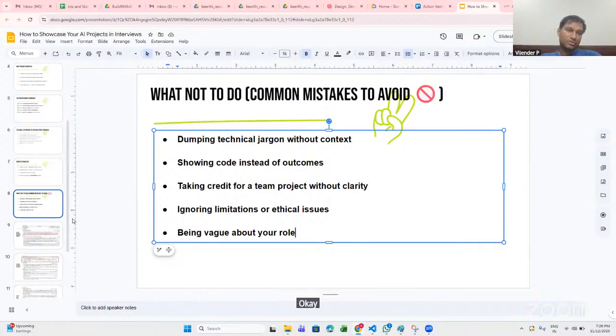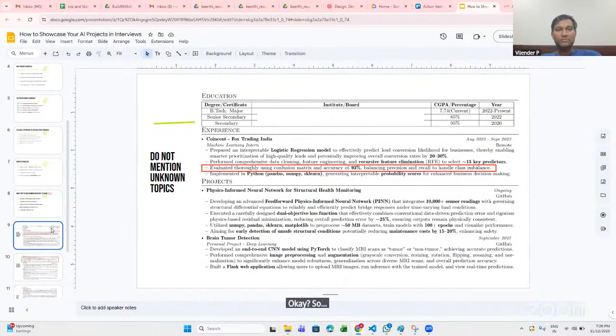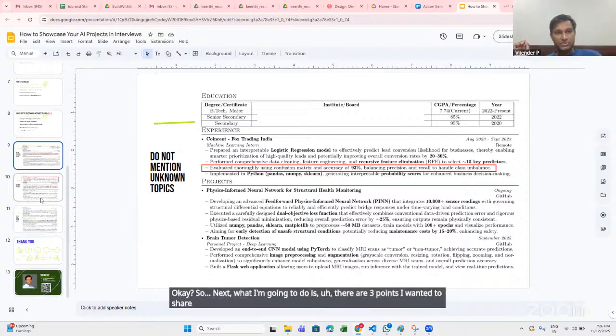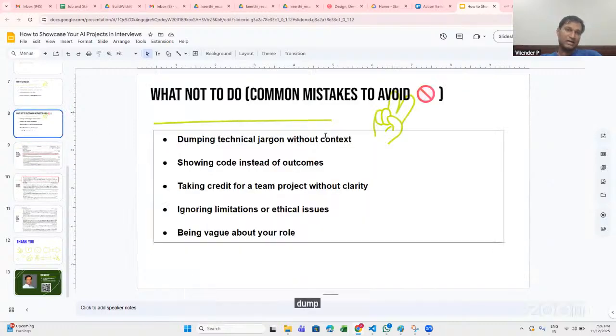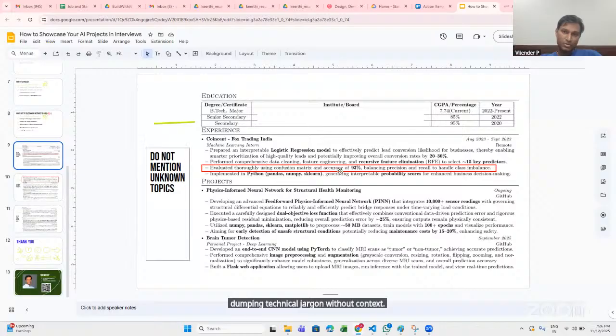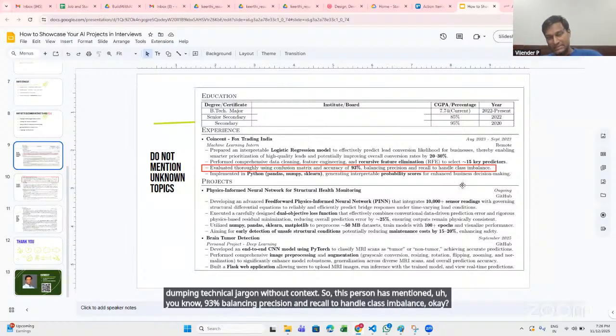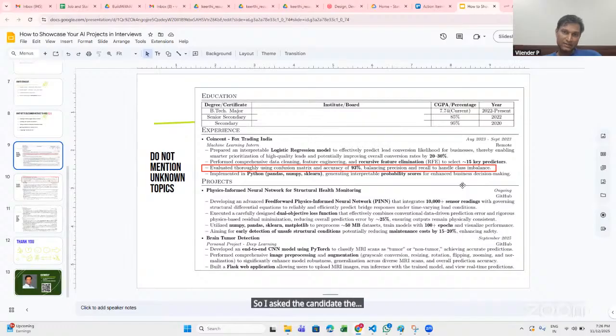Next, there are 3 points I wanted to share before we close. First, do not mention unknown topics. This is what I mentioned over here, dumping technical jargon without context. This person has mentioned, 93%, balancing precision and recall to handle class imbalance. So I asked the candidate how he is handling class imbalance. The candidate was not able to explain.